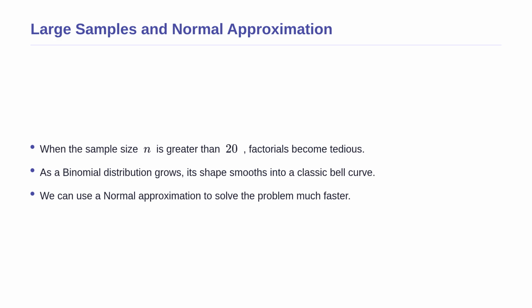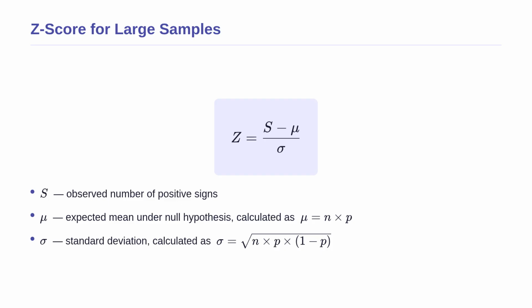Fortunately, as a binomial distribution grows, its shape smooths out and begins to look exactly like a classic bell curve. Because of this, we can use a normal approximation to solve the problem much faster without losing statistical validity. To use this normal approximation effectively, we calculate a z-score. This standard formula tells us exactly how many standard deviations our specific result is away from what we originally expected.